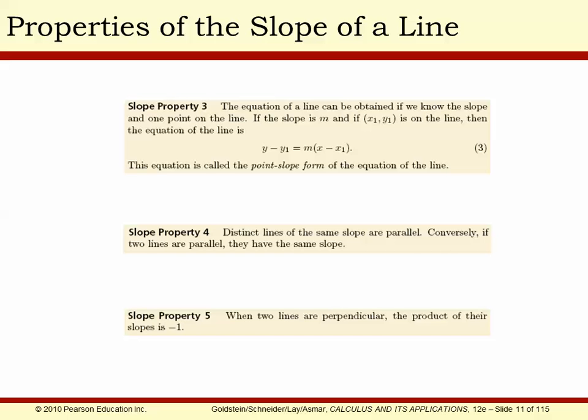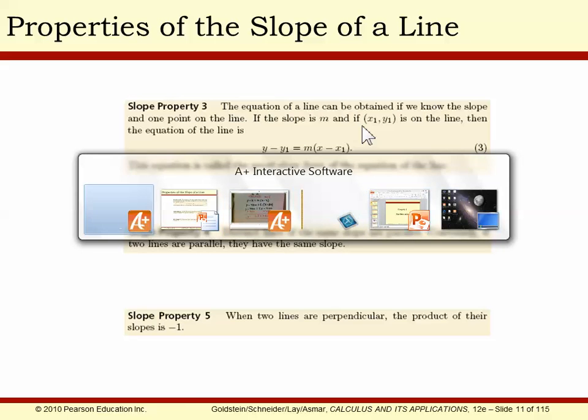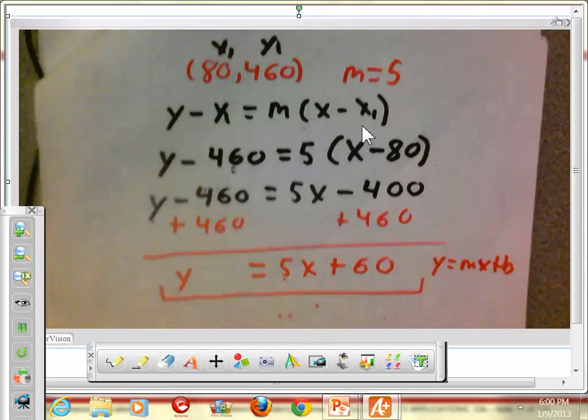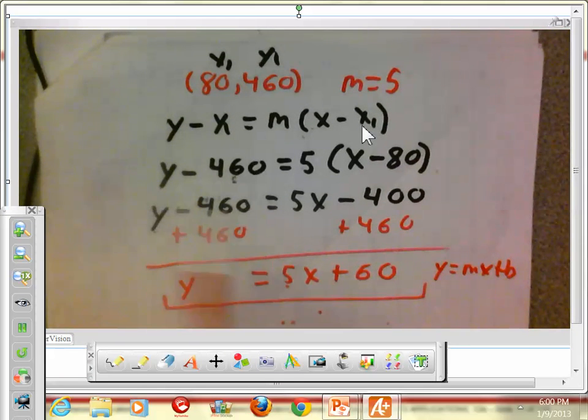For instance, what do we mean by that? Well, this is a line written one way. This is the same line written another way. They are not parallel lines, they're the same one. If I made this a 61, then they would be parallel, because they would be different lines, but they have the same slope, which is 5.